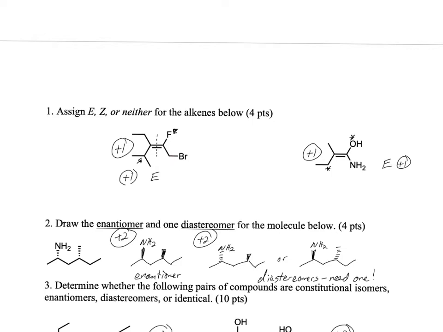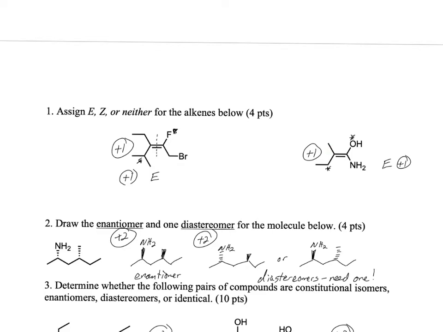Fluorine has a higher atomic number. Carbon, carbon, tie. Carbon, carbon, hydrogen, hydrogen, carbon, carbon, carbon, hydrogen. One carbon, the second carbon beats this one. So that's higher ranking, so they're on opposite sides. That's an E alkene. This one, oxygen versus nitrogen. Oxygen has a higher atomic number. Carbon, carbon, tie. Carbon to carbon, hydrogen, hydrogen, hydrogen, hydrogen, hydrogen.